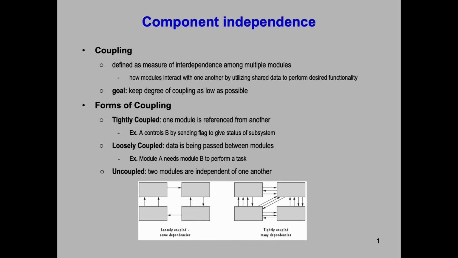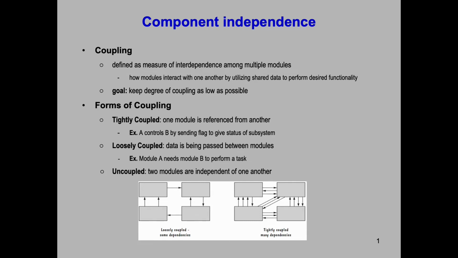There's different forms of coupling. We have tightly coupled. This is where one module is a reference from another. An example of that would be where module A controls module B by sending a flag to give status updates of a subsystem. Then we have loosely coupled. This is where data is being passed between modules. An example of that would be module A needs module B to perform some task using that data. And then we have uncoupled, where two modules are independent of one another.